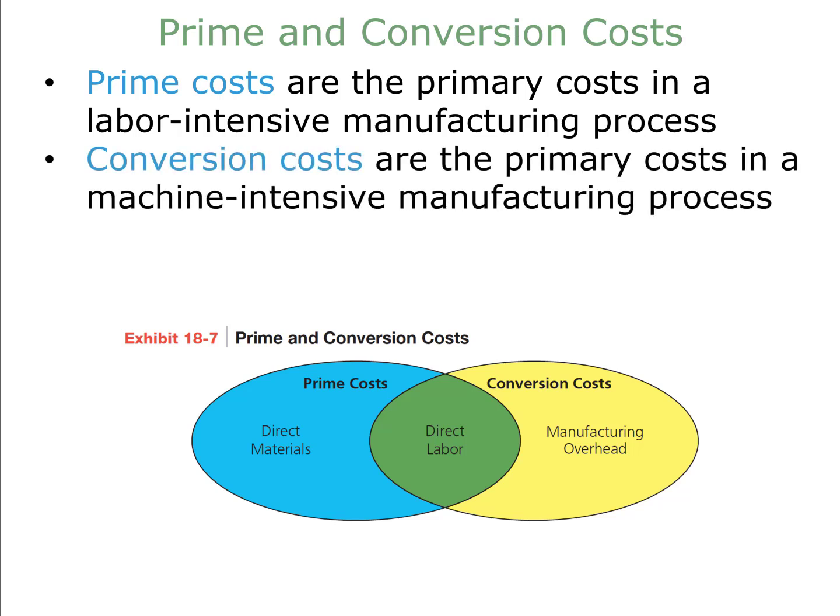Meanwhile, conversion costs are the primary costs in the machine-intensive manufacturing process. It's mostly robots and automation that do the assembly work. An example would be Coca-Cola that has expensive machinery making and filling cans of soda. Coca-Cola would be wise to focus on minimizing the conversion costs. In later chapters, we'll be using the conversion cost concept quite a bit.